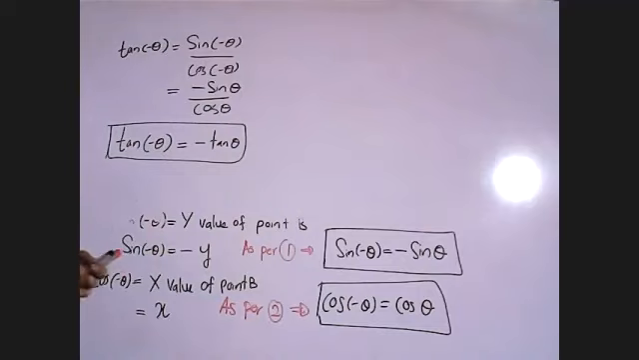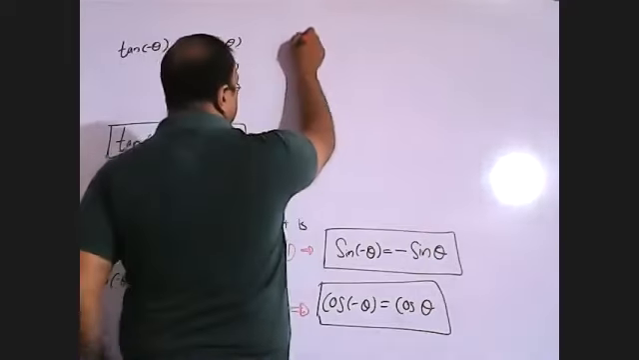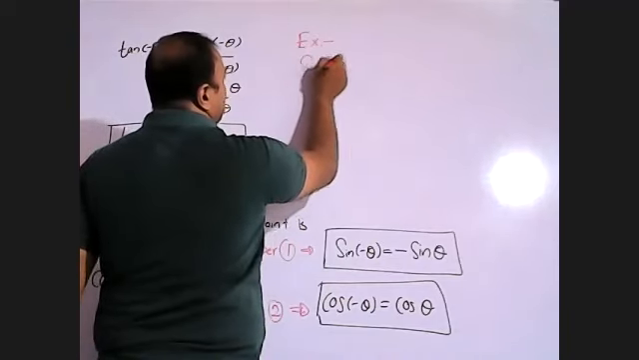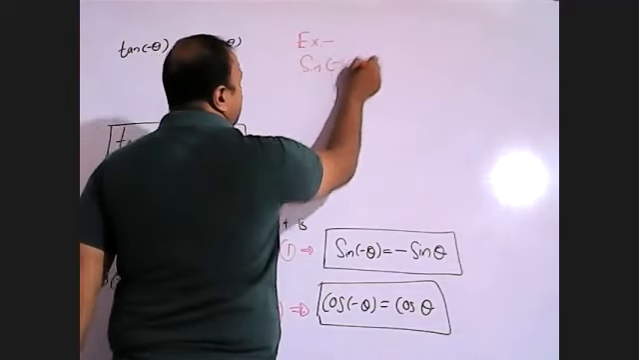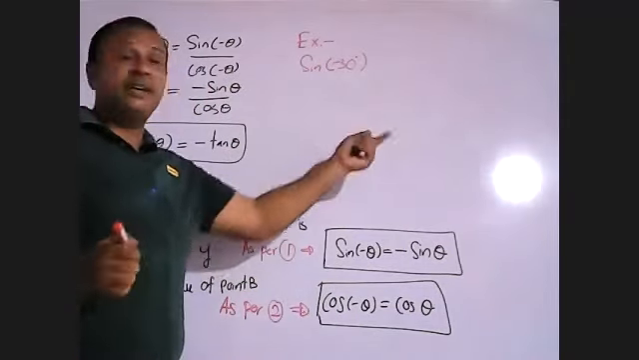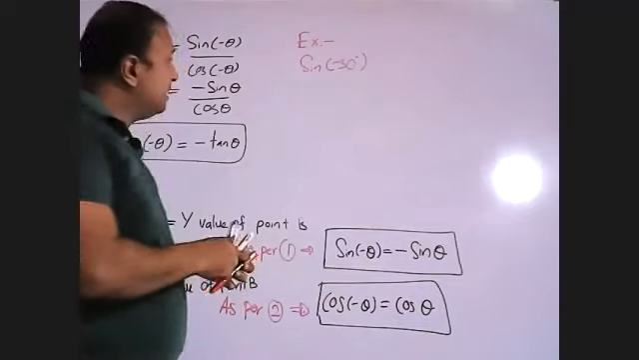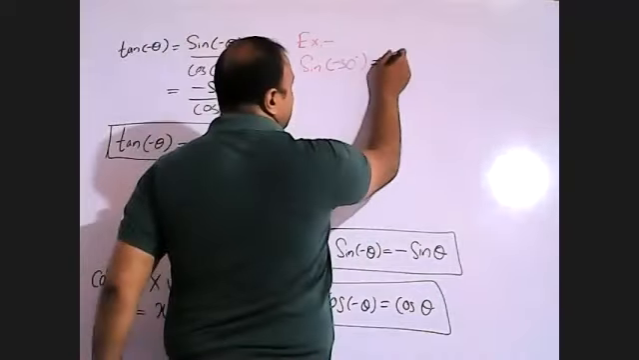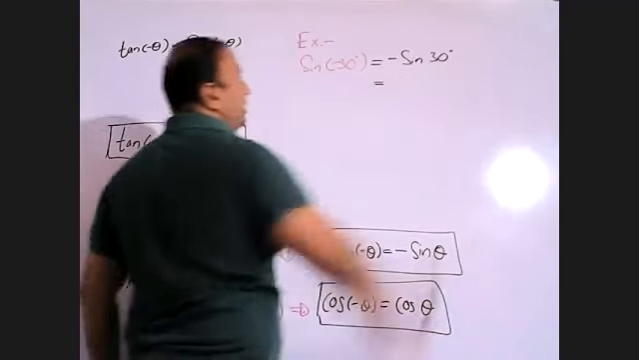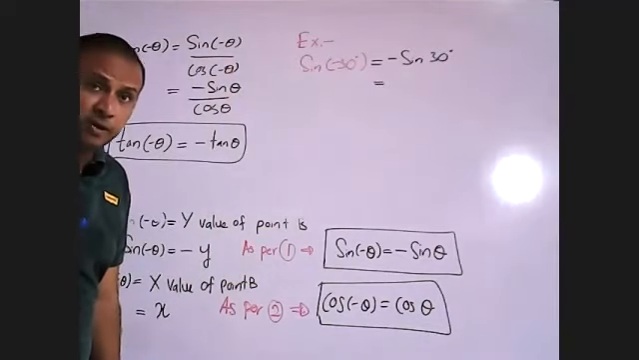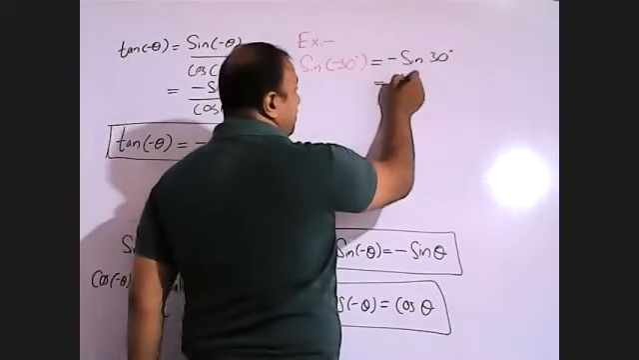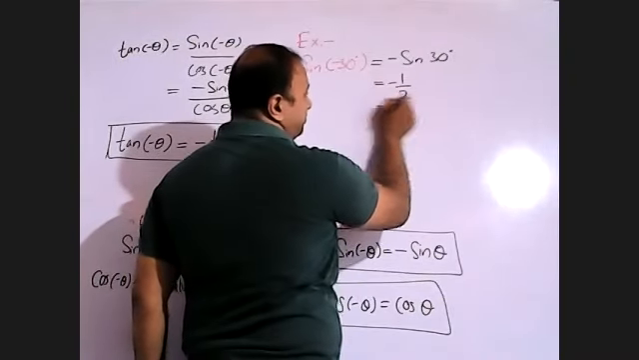I can write some examples here. Example: sine minus 30. Sine minus 30 is equal to minus sine 30. You know the value of sine 30. Sine 30 is equal to half. So sine minus 30 is equal to minus half.